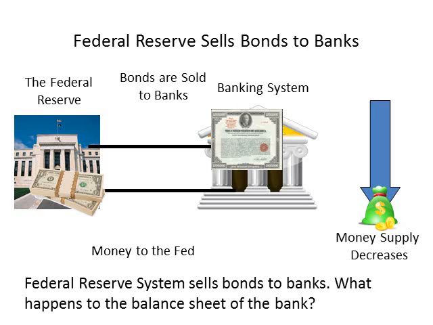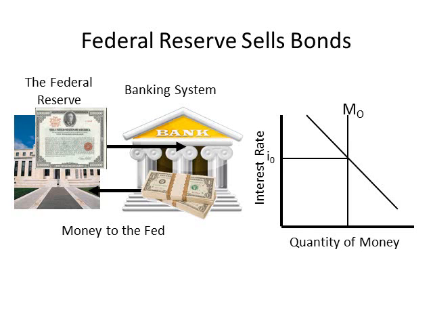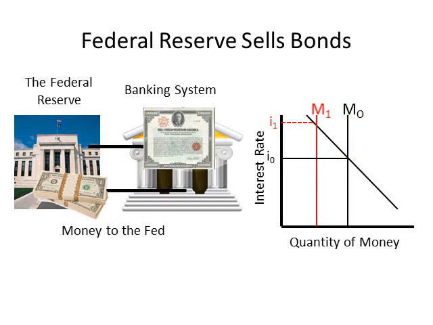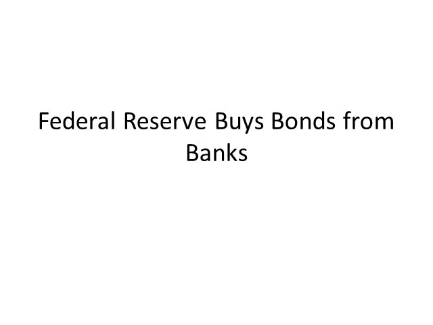Let's take a minute and see how the selling of bonds by the Federal Reserve impacts our money supply graph. When the Federal Reserve sells bonds to the banking system, the money supply shifts to the left. Notice that the shift to the left of the money supply curve also causes interest rates to increase.